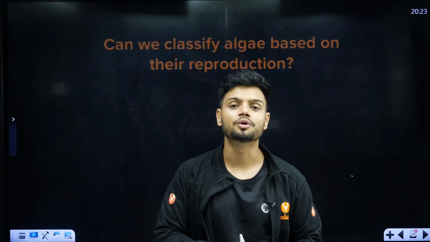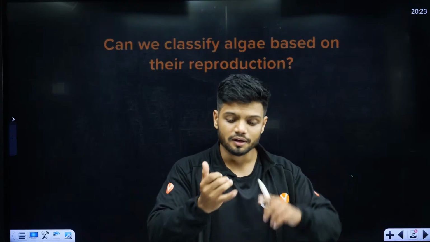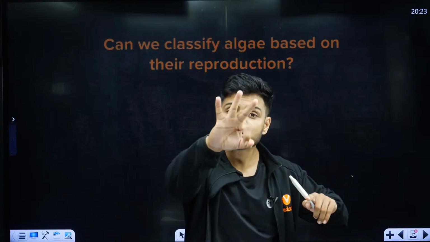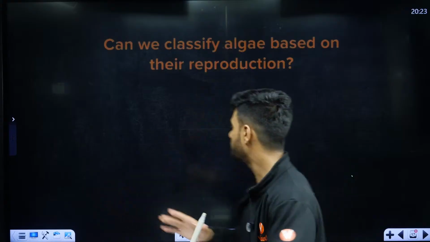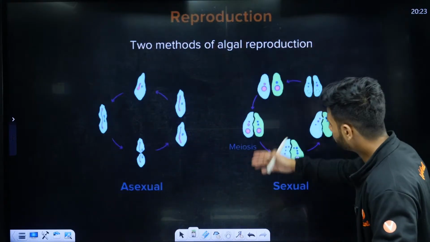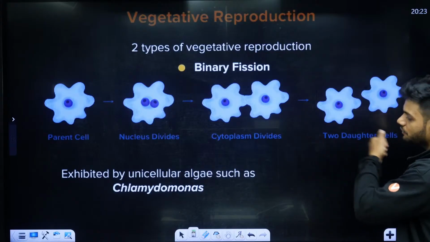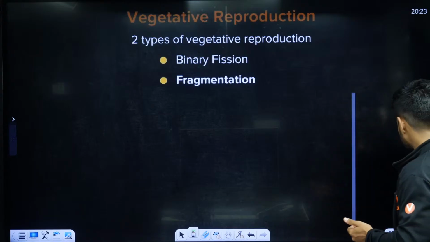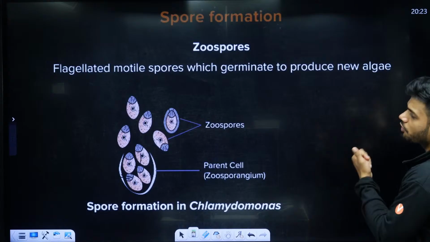नहीं हो सकता. क्यों? क्योंकि यहाँ पर हर तरह का रिप्रोडक्शन यहाँ पर वेजिटेटिव, सेक्सुअल, एसेक्सुअल, तीनों की तीनों यहाँ पर है. So we cannot classify them again based on reproduction, students. There is both sexual, asexual, everything is present, students. There is vegetative also. Binary fission is seen here. There is fragmentation by Spirogyra seen here, students. Spirogyra. Okay.